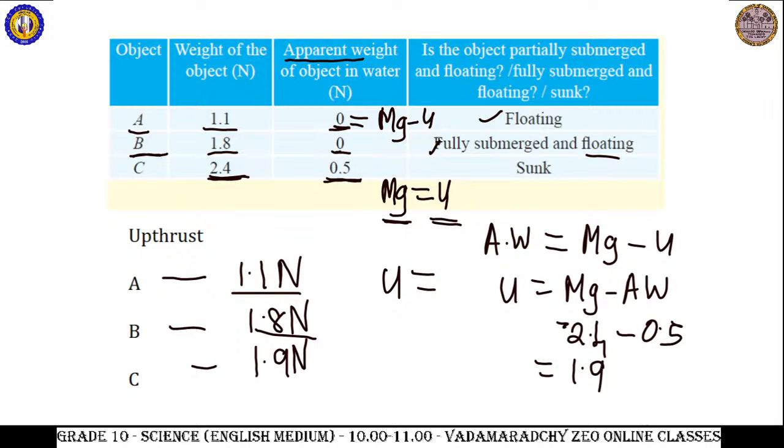When we see instance C, the weight of the object is 2.4, but the upthrust is 1.9 Newton. So the weight of the object is greater than the upthrust, so there is a net downward force acting on it. So the object is going to sink. That's the reason for these different scenarios of these objects.